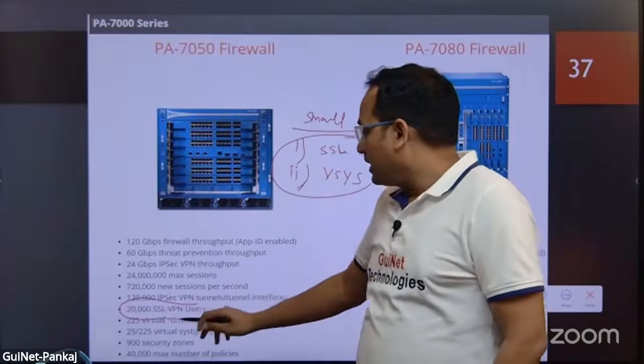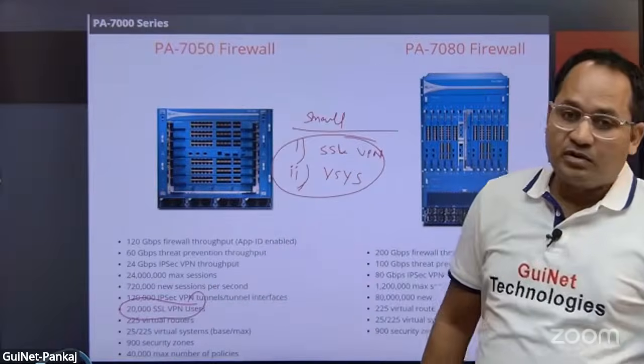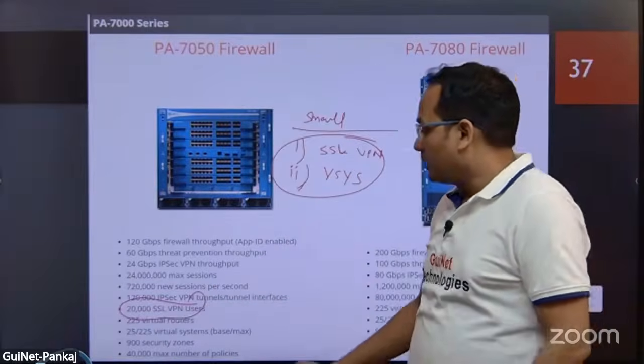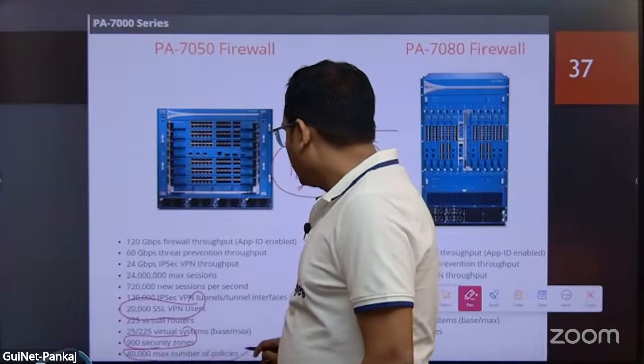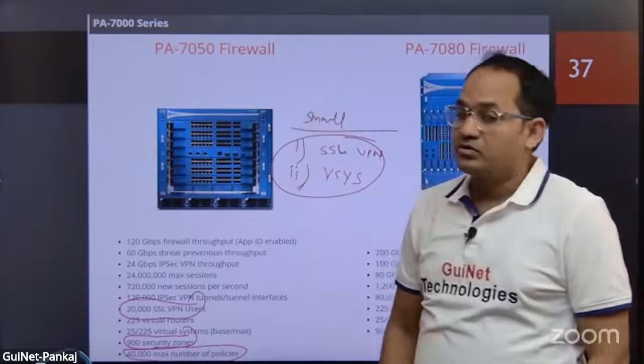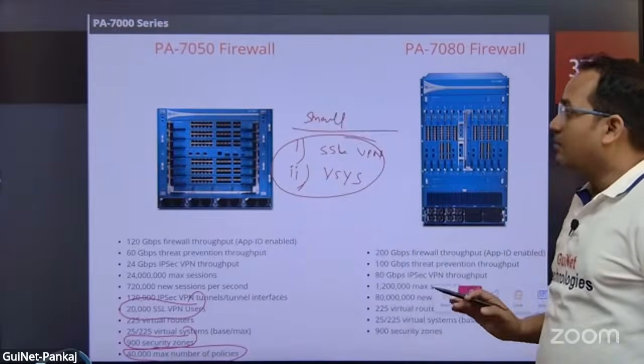So if your company has a requirement that 20,000 users are going to work remotely, then this is going to be used for you. And then you can create 900 security zones, and you can create the maximum number of policies, that is 40,000. So this is about that hardware.